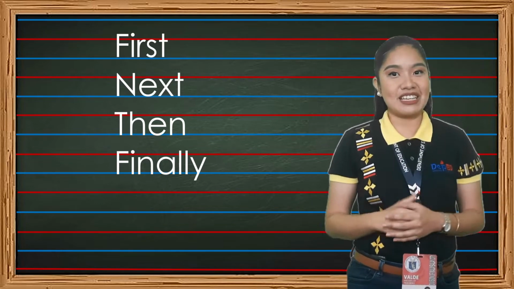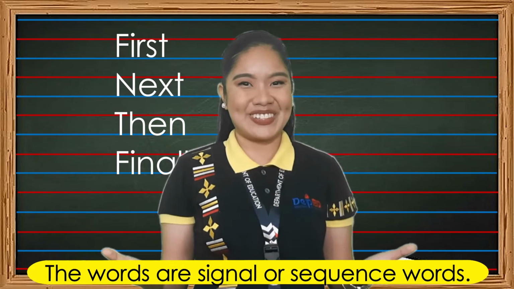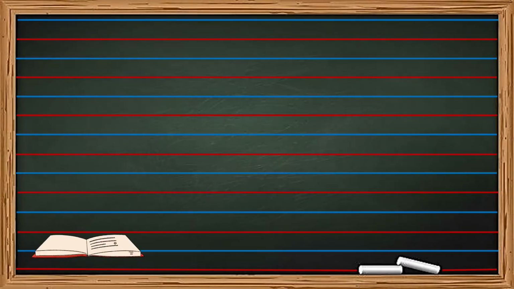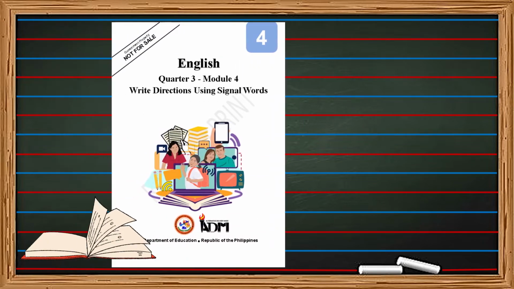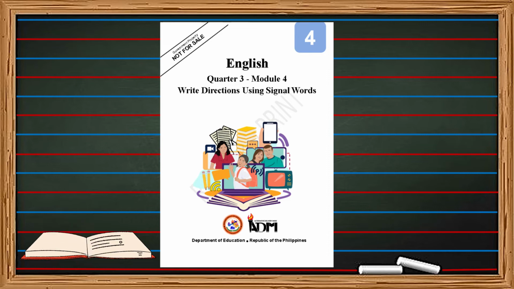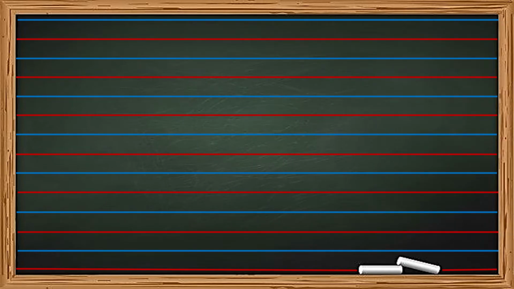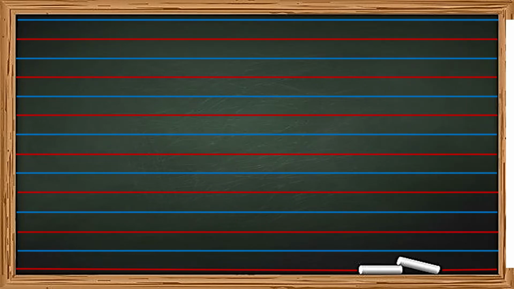Your answer is, the words are signal or sequence words, you are correct. This time, if you're following this lesson with your quarter 3 English 4 module number 4, go to page 6. Let's read the paragraph given under What is it? Are you ready? Okay.